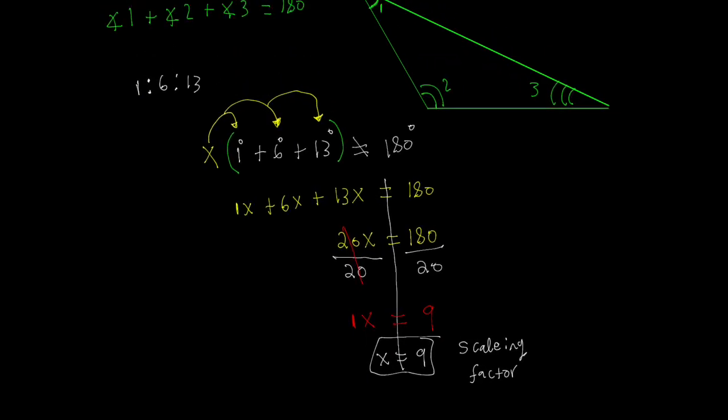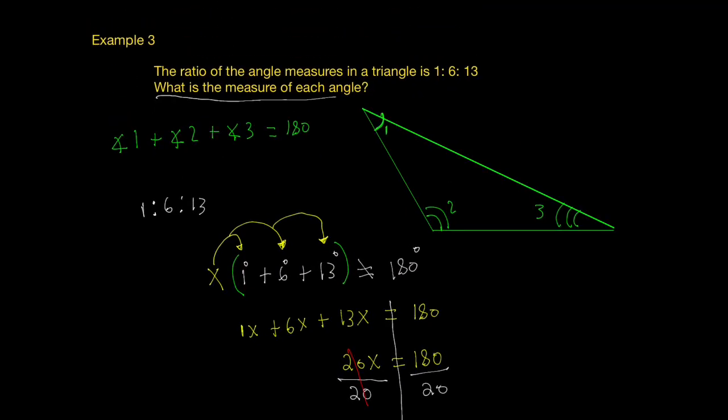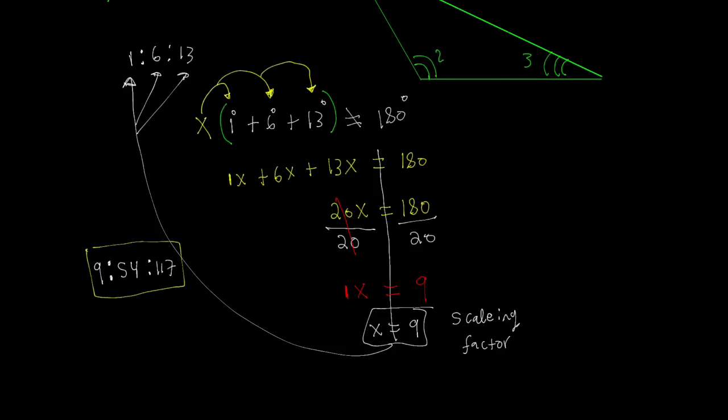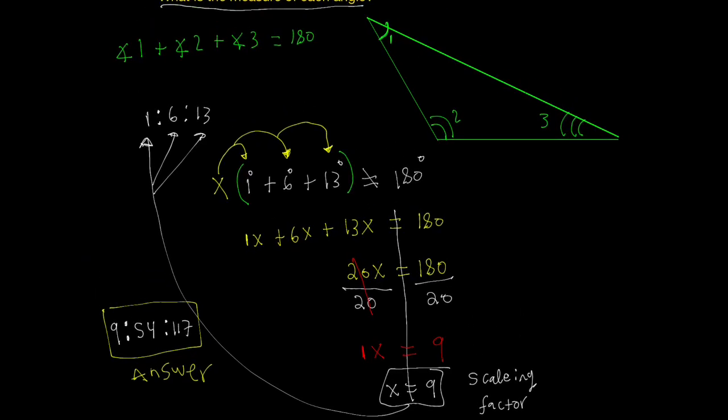So to get the measurements of each angle, which is what the question originally asked, we're going to multiply this reduced ratio by 9. So 1 times 9, that's 9. 6 times 9, that's 54. And then 9 times 13, well, I know 9 times 12 is 108, so 108 plus 9 is 117. So these are the measurements of the angles of this triangle, and that would be our answer. And when you add these 3 up, you should be getting that 180.